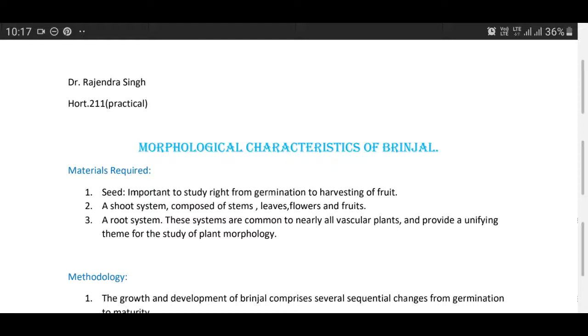Today I would like to discuss morphological characteristics of brinjal. For studying the morphological characteristics of brinjal, you will need some materials like seed. Seed is important to study right from germination to harvesting of fruit. Second one is a shoot system composed of stems, leaves, flowers and fruits. And third one is a root system. These systems are common to nearly all vascular plants and provide a unifying theme for the study of plant morphology.